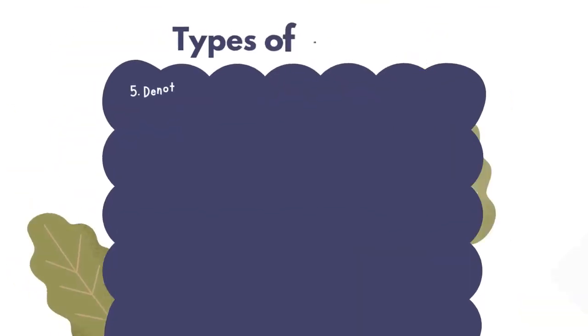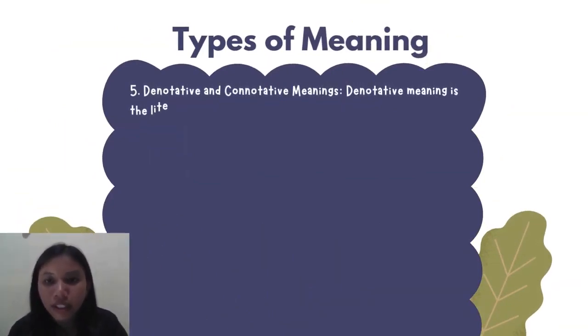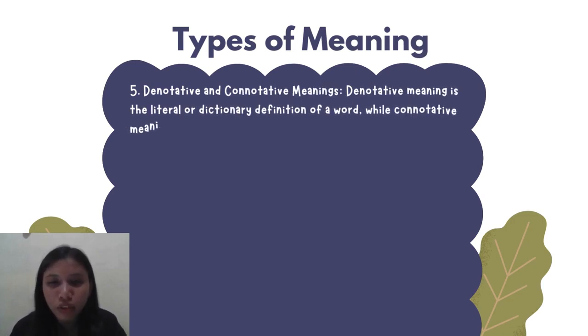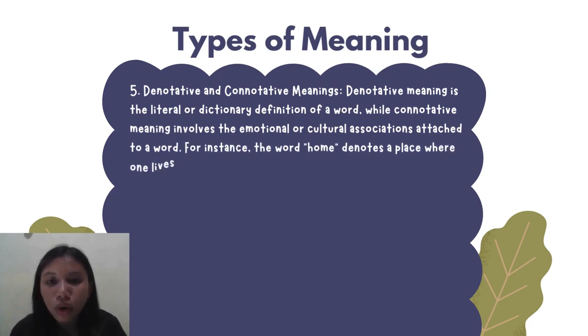Okay, fifth, denotative and connotative meaning. Denotative meaning is the literal or dictionary definition of a word, while connotative meaning involves the emotional or cultural associations attached to a word. For example, the word home denotes a place where one lives, but it can also connote feelings of comfort and security.